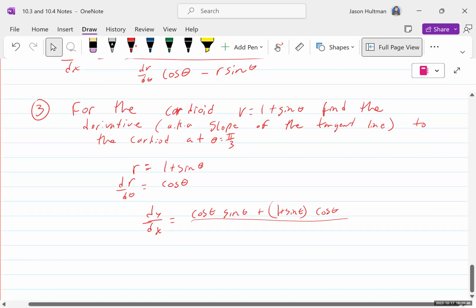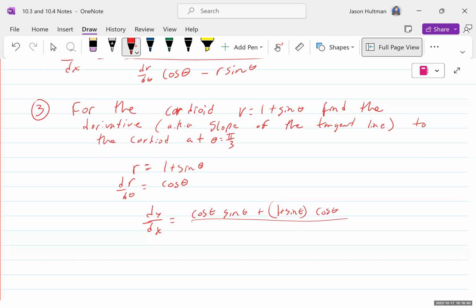What's the bottom going to be here? The bottom is going to be dr d theta, which again is cosine theta, times cosine theta minus, this time minus, 1 plus sine theta times sine theta. Okay, interesting.